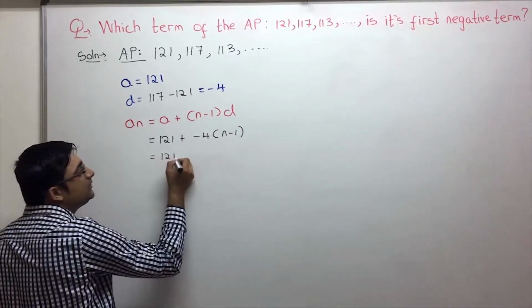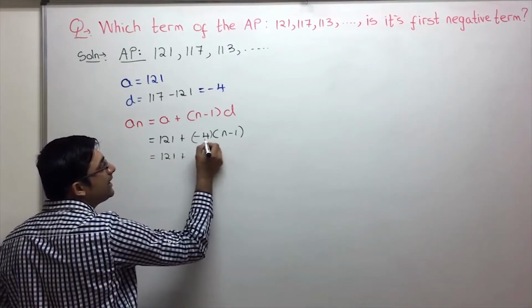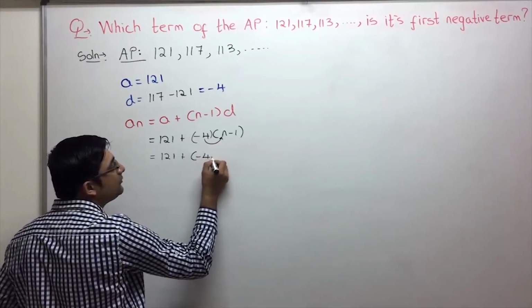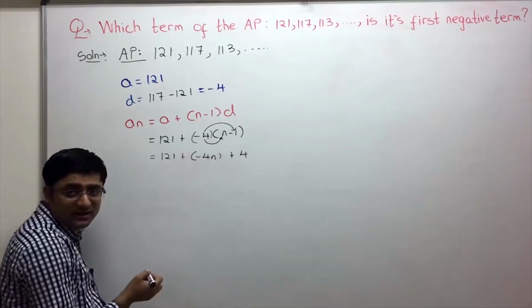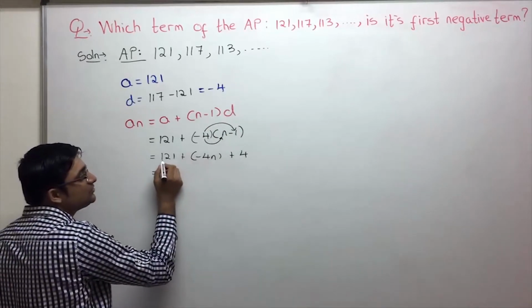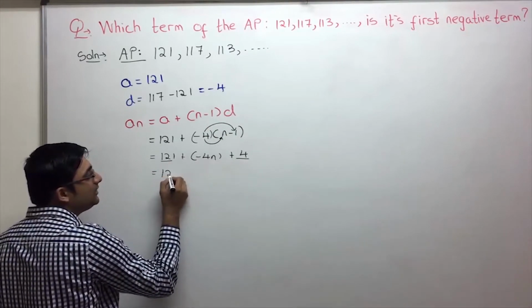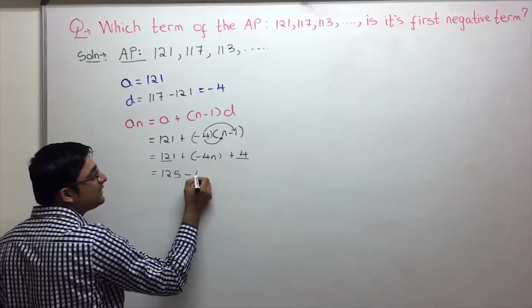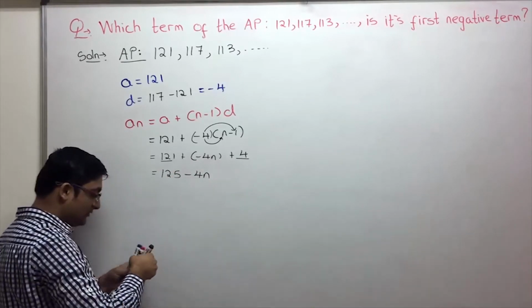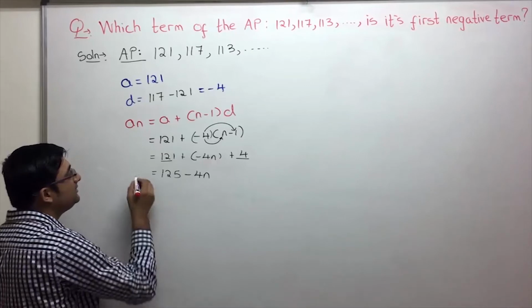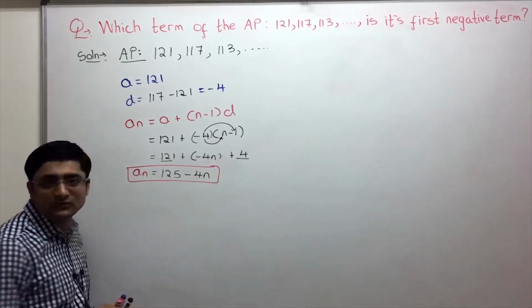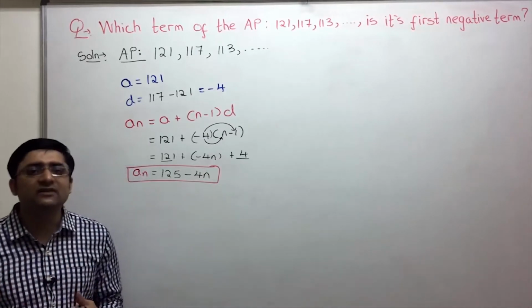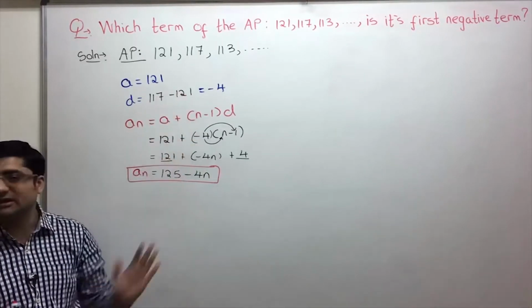So this is 121 plus minus 4 into n, minus 4n, minus 4 into minus 1, that is plus 4. Be very careful with the multiplication here. So this is 121 plus 4, 125, plus minus becomes minus, minus 4n. So from here, we get the nth term of this AP as 125 minus 4n. Is this clear? Whenever we have an AP, get the first term, common difference and get the nth term.